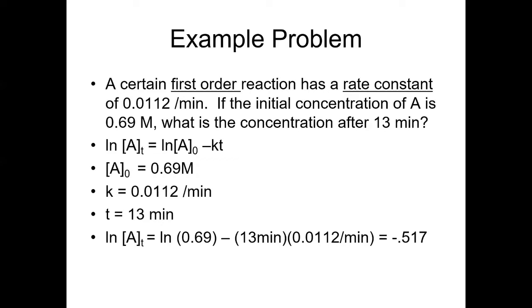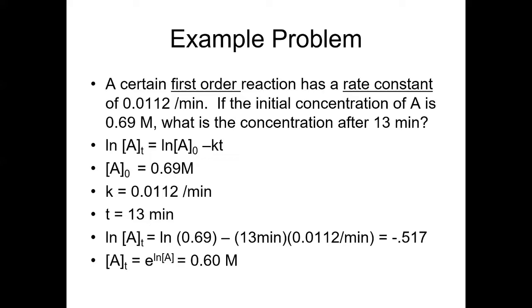And remember, the way we undo it is to use that E button. So E to the, we're going to hit the E button and then type in -0.517. And when we do that, we should get 0.60.